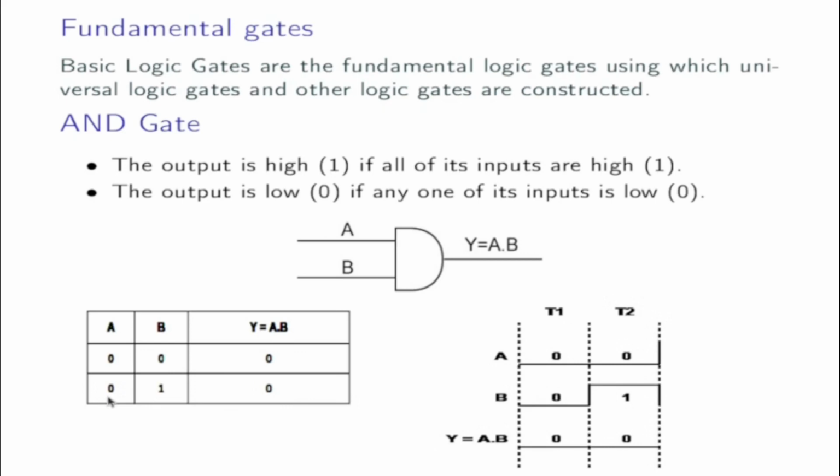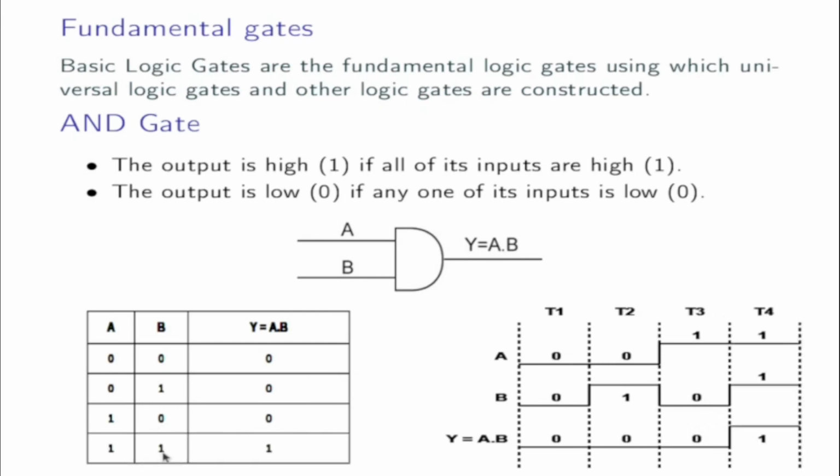Now for A equal to 0 and B equal to 1, that means A is low, B is high, the output is low or 0. That means in T2, A is equal to 0 and B is equal to 1 and Y is 0. Now for A equal to 1 and B equal to 0, again Y is equal to 0. That is for T3, A is 1, B is 0 and Y is equal to 0.